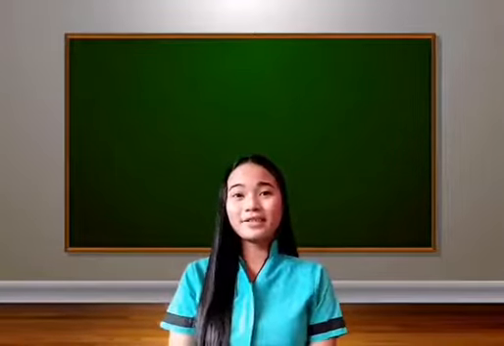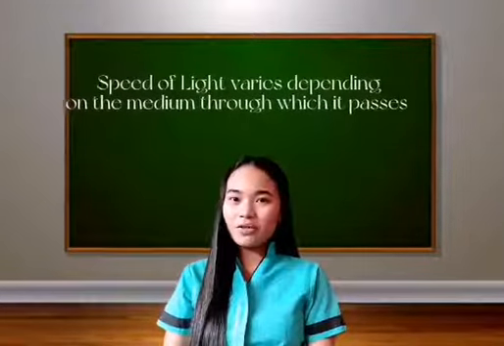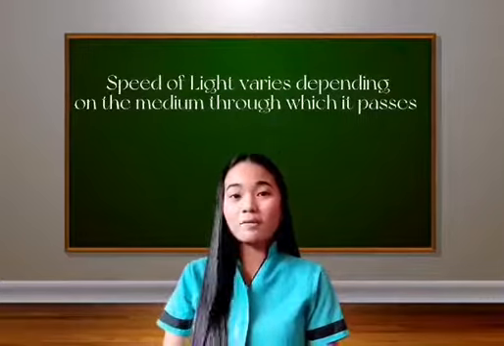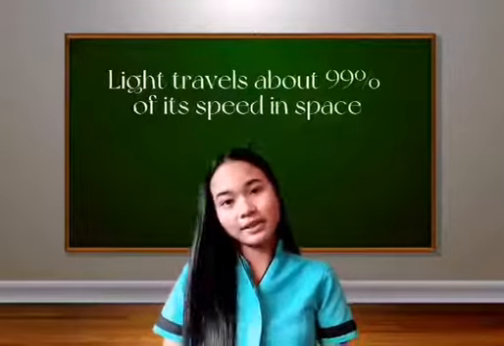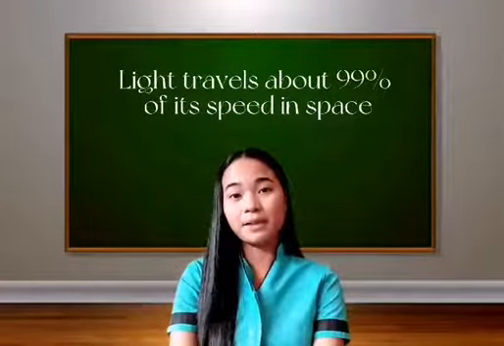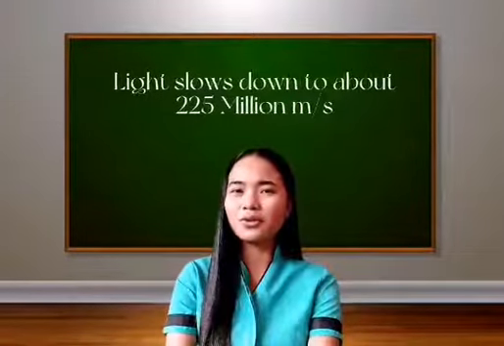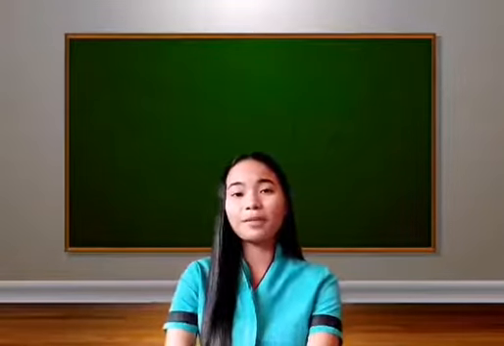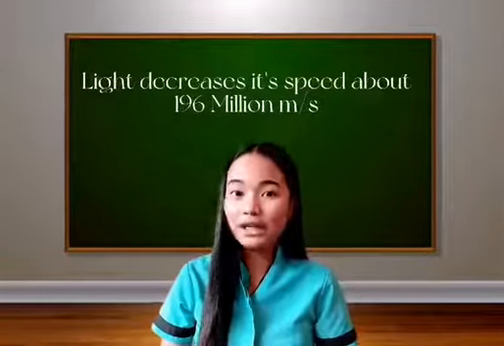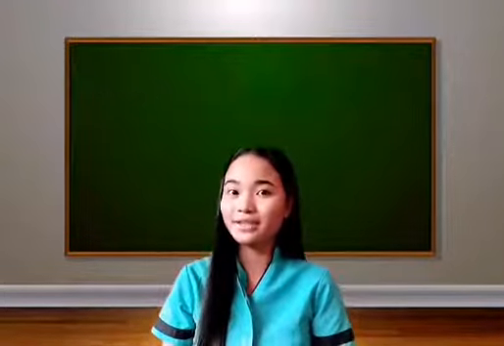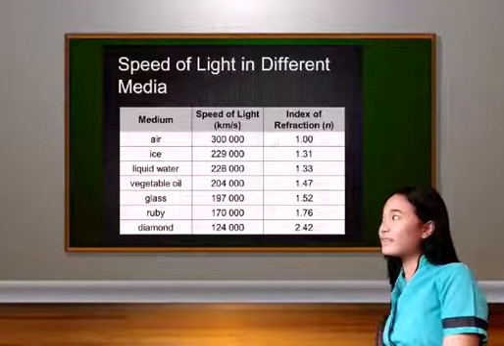When light passes through a medium, it travels more slowly. This means the speed of light varies depending on the medium through which it passes. In air, light travels at about 99% of its speed in space. However, in water, light slows down to about 225 million meters per second. And in glass, the speed of light decreases to about 196 million meters per second. Here is the table that shows the speed of light traveling in different mediums.